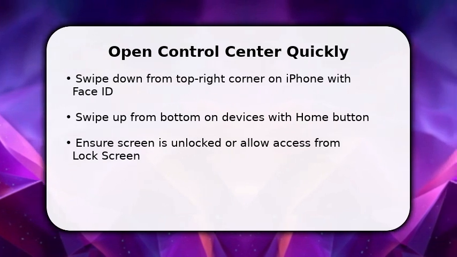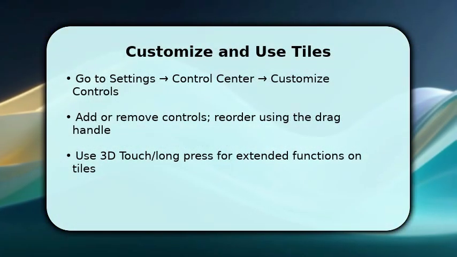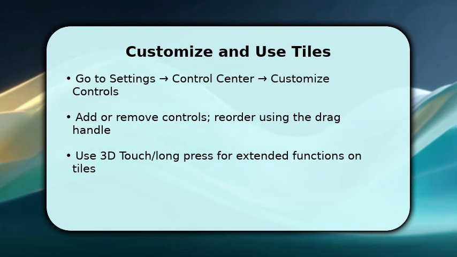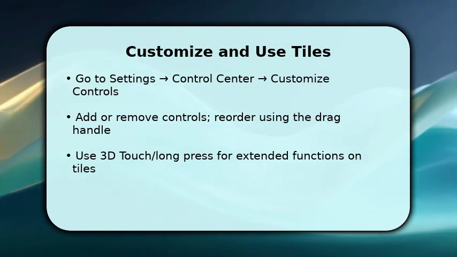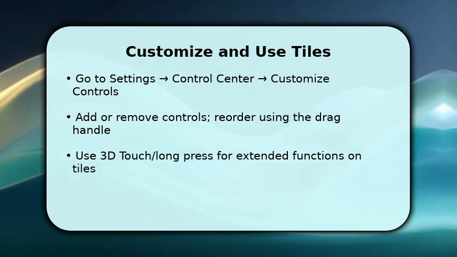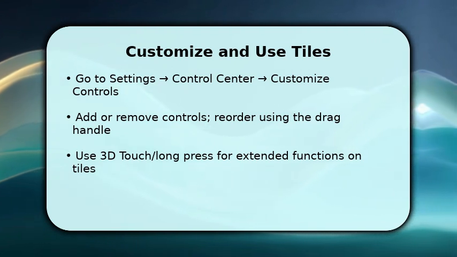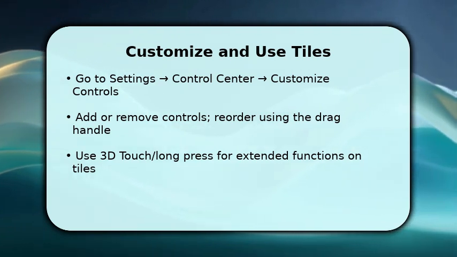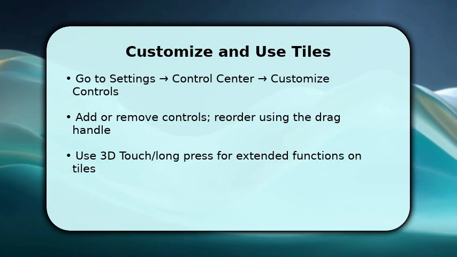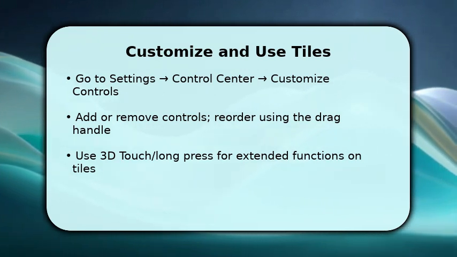Now customize your Control Center so it matches your workflow. Open Settings, tap Control Center, then Customize Controls. Add items like screen recording, magnifier, or low power mode, and remove what you never use. Once added, reorder buttons by dragging the handle. Put the ones you need fastest at the top.